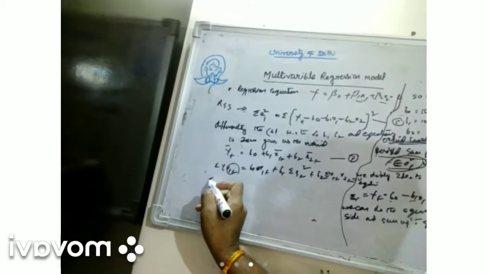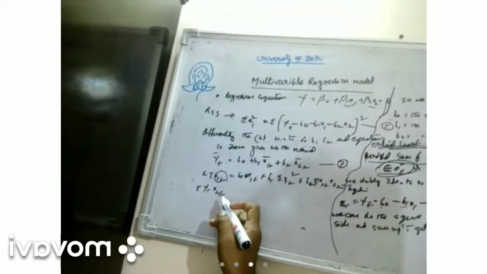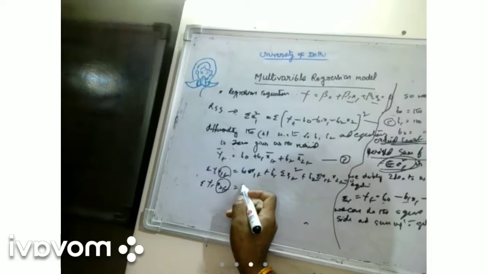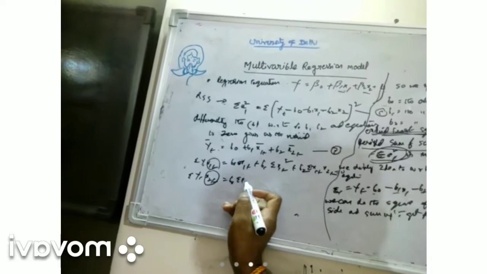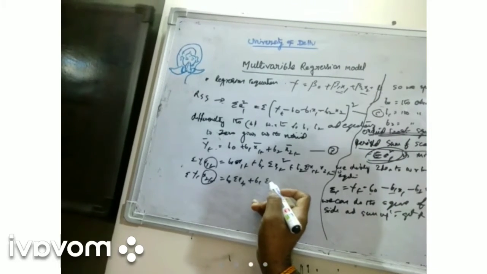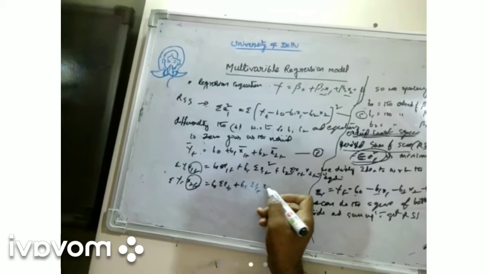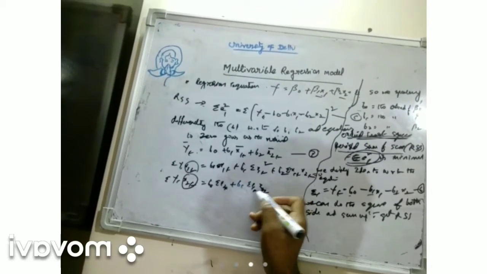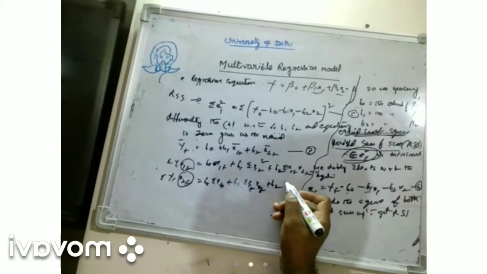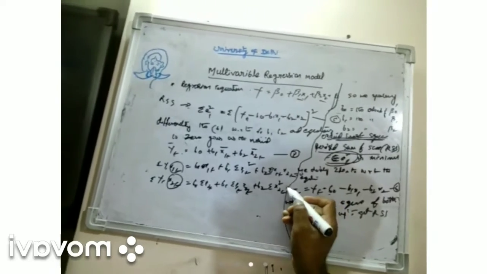Next, if we want to equate to 0 another one, yt x2t. What is the equation? b0 sigma x2t plus b1 sigma x1t x2t plus b2 sigma x2t square. This is equal to 0.